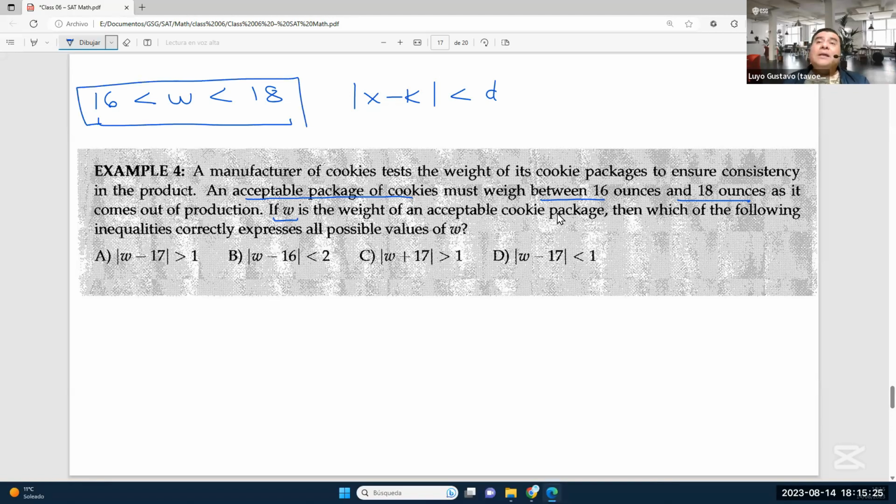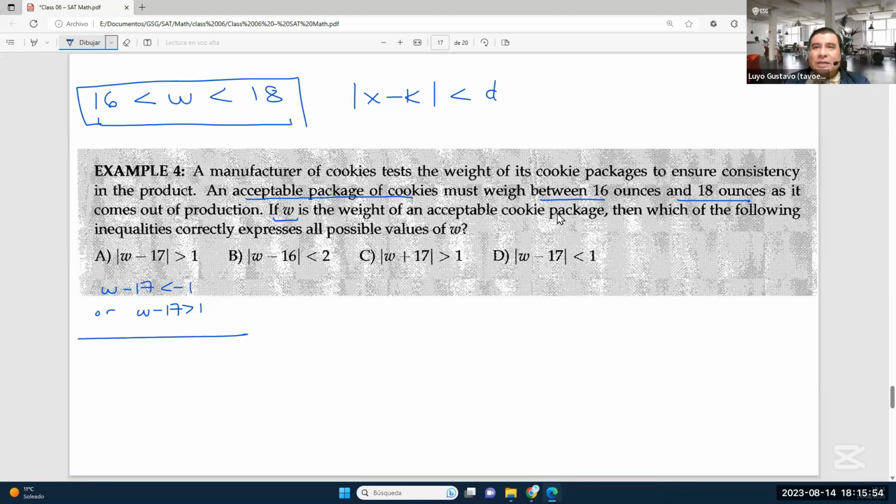For example, let's try the first one. The first one says W minus 17 is greater than 1. So according to the equivalences we saw, this directly opens as W minus 17 is less than negative 1, or W minus 17 is greater than 1. But this will never give you an inequality like this, because this is the other way, right?